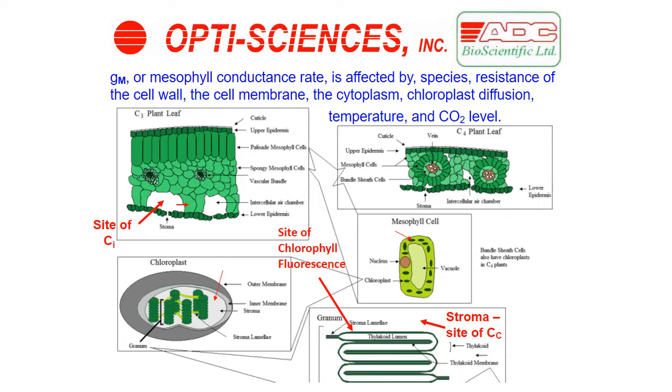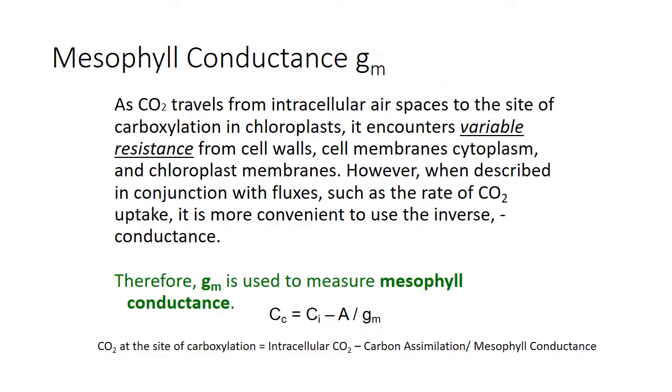So GM, or mesophyll conductance, is affected by species, resistance of the cell wall, the cell membrane, the cytoplasm, chloroplast diffusion, temperature, and CO2 level. CO2 in the intracellular air spaces has to diffuse through the cell walls and membranes, cytoplasm, and chloroplast membranes, and in so doing it runs into variable resistance. However, because we're talking about fluxes, it makes more sense to talk about uptake. Therefore, GM is used to measure mesophyll conductance, not resistance.